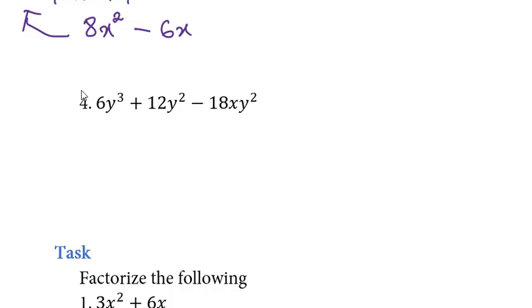One more question before the task. Okay, 6y cubed plus 12y squared minus 18xy squared. Okay, I think y is common here. Y is common, but not just y, but y squared is common, because we have y squared here, we have y squared here. We also have y squared right here, but with another one, so that's making it cube. So y squared is common. For variables, we just notice that y squared is common.